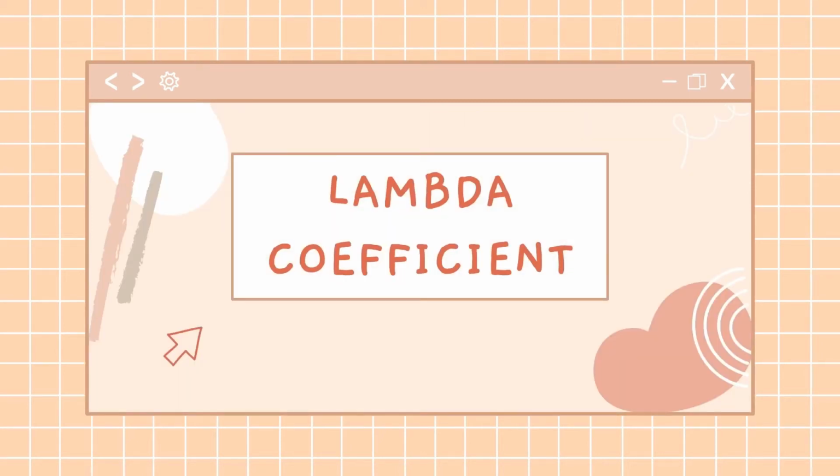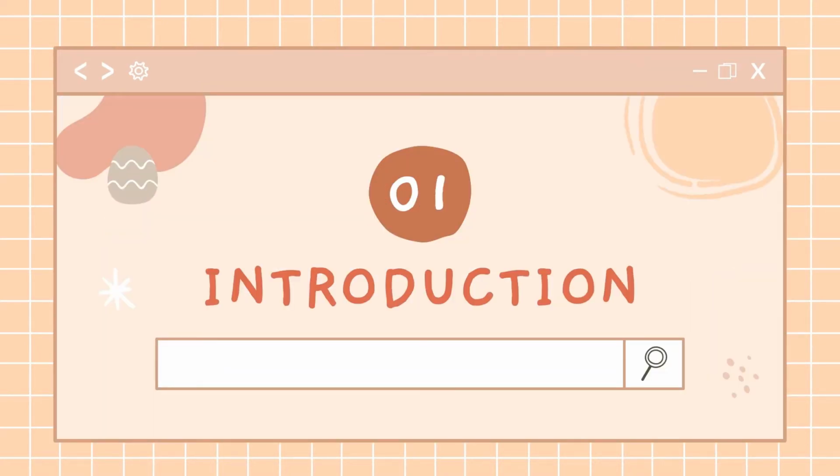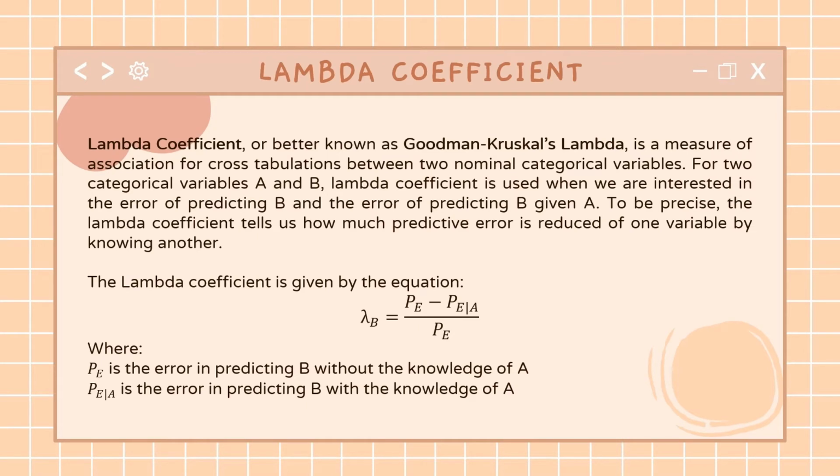Hi, we shall discuss now the lambda coefficient and the test associated with it. A brief introduction on what is lambda coefficient. Lambda coefficient, or better known as Goodman-Kruskal's lambda, is a measure of association for cross-tabulations between two nominal categorical variables.